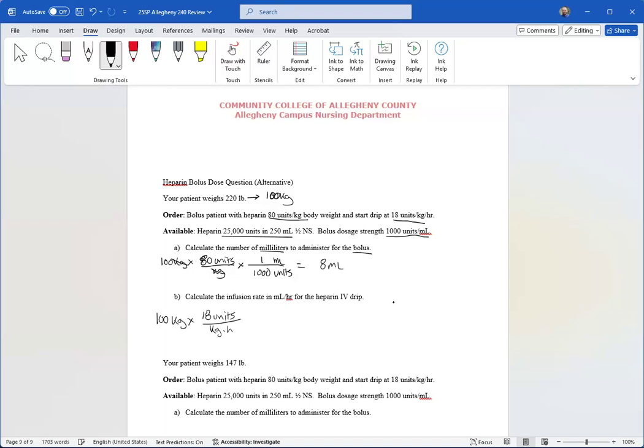Kilogram hour. Kilograms are gone. Again, we don't want units per hour. We want milliliters per hour. So all I'm trying to do is convert units to milliliters.